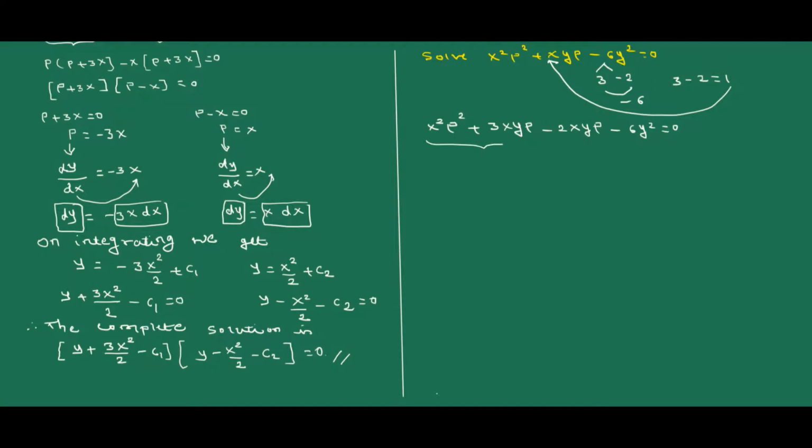From the first two terms we can take xp common. If you take xp outside, we are left with xp plus 3y.